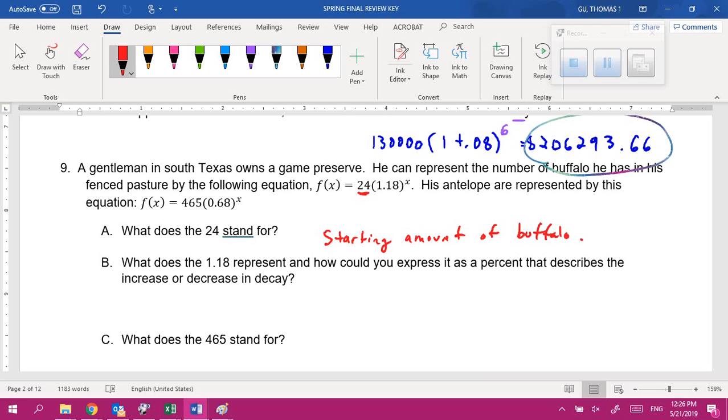Okay, so then the next question is, what does the 1.18 represent, and how could you express it as a percent that describes the increase or decrease in decay? So what does the 1.18 represent? Yeah, the rate of increase. That's right. So it's the rate of increase.